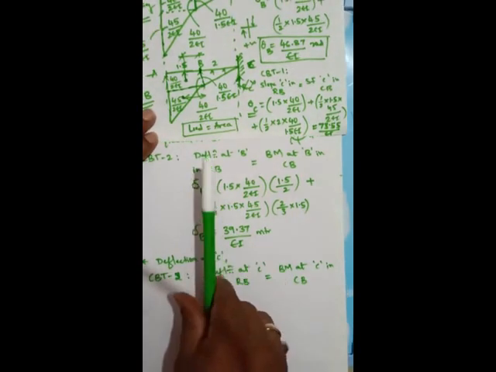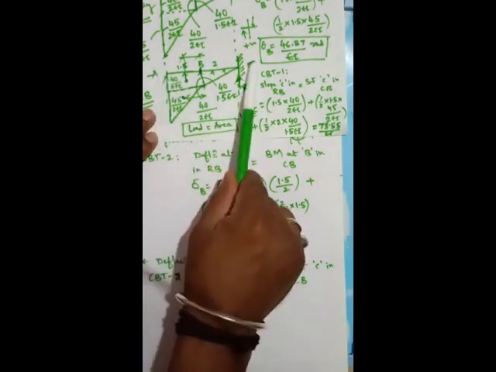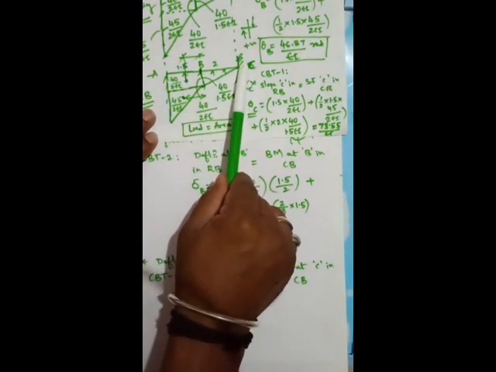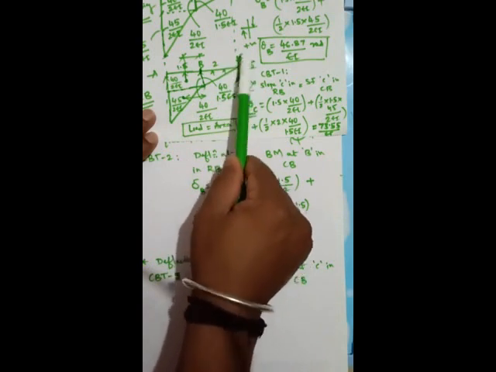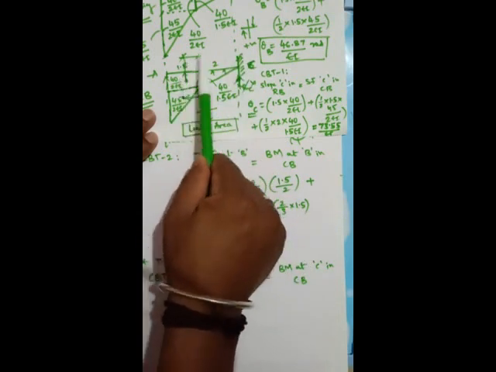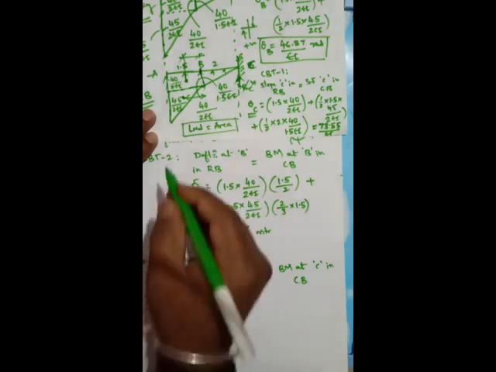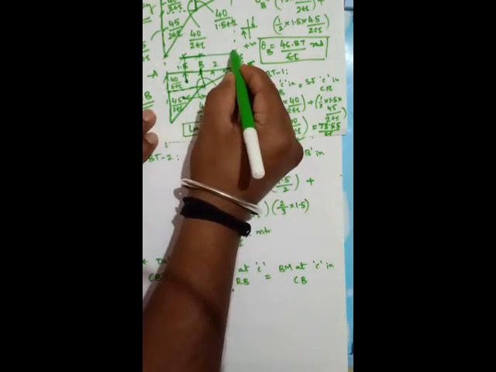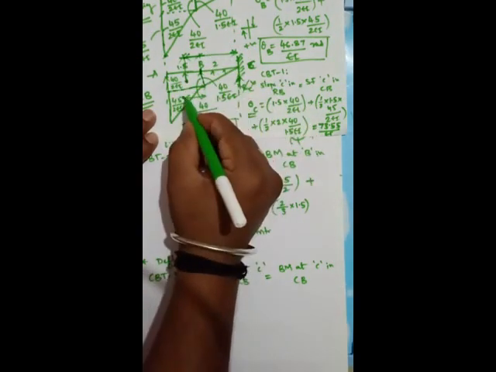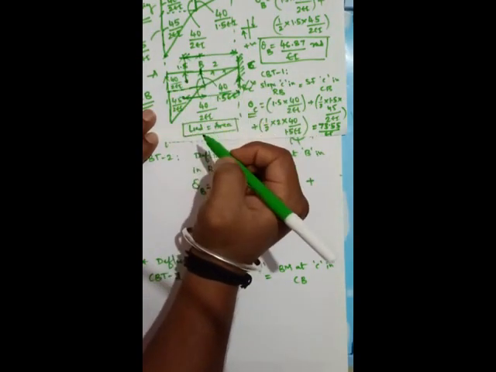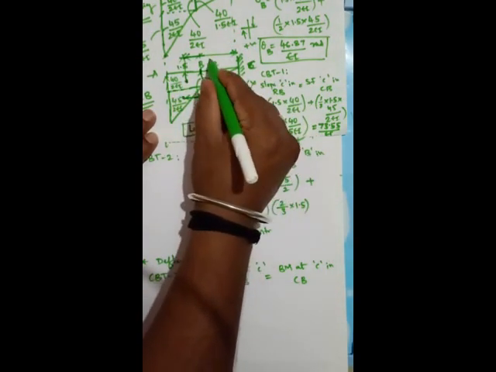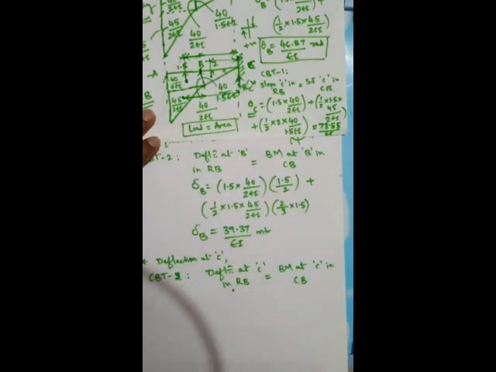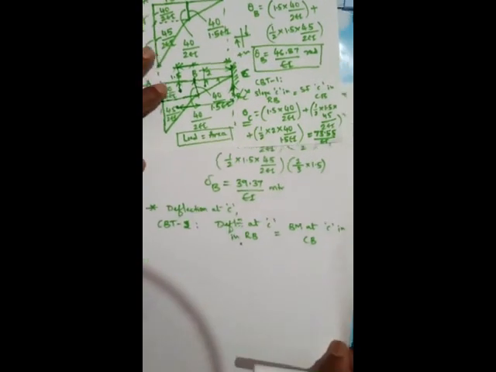So now, with a total of three figures between A and C, you need to take moment due to all three figures about point C. You are taking a section here, left hand side, force into perpendicular distance. The centroid will be here, and from here to here the entire distance is required, for each figure. So let us write one by one.